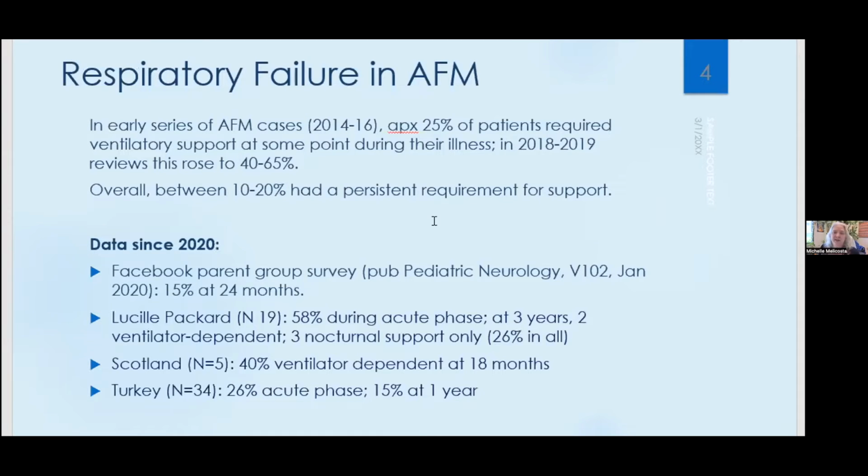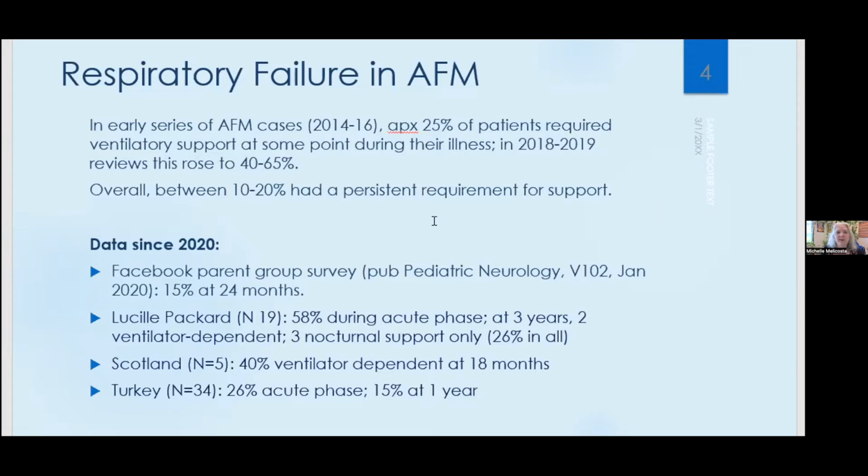So how common is respiratory failure in AFM? Early on, in the first 2 to 4 years, about 25% of patients were reported to require ventilation at some point during their illness, in the acute phase, and then less moving forward. By 2018, 2019, there were a number of reviews where it was as high as 40 to 65%. And in most of those studies, between 10 to 20% had a persistent requirement for support, meaning once they had discharged from the intensive care setting, from their acute hospitalization, they were still requiring ventilatory support.